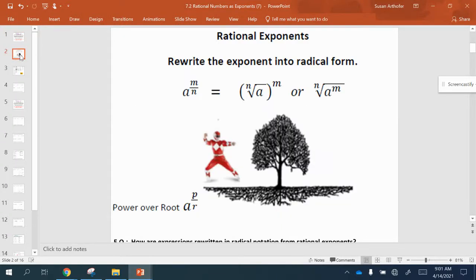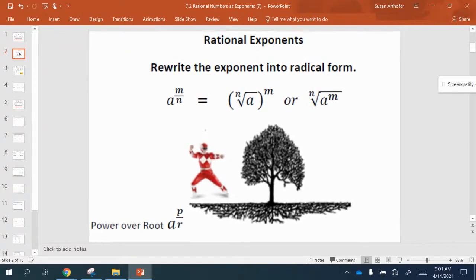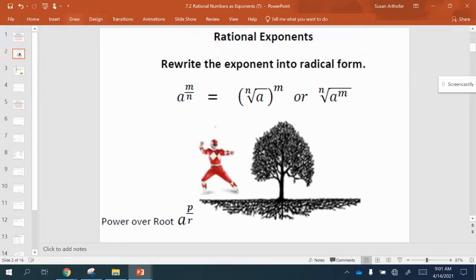Okay, so here's a picture. I know it's a funny looking picture, but this picture should help you remember the idea of power over root. So this is a Power Ranger. Notice he's standing over tree roots, right? So he's standing on the ground, but there's tree roots underneath him. So the idea of the exponent when it's a fraction needs to be thought of as the power over the root, like square root or cubed root. So we have that right here.